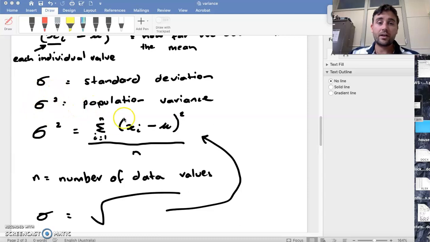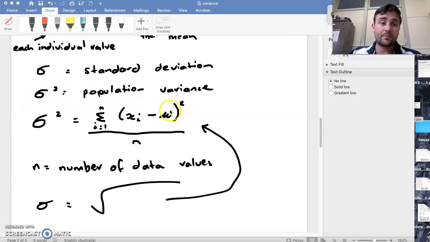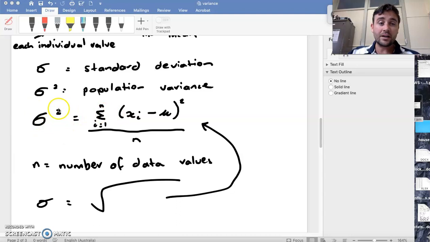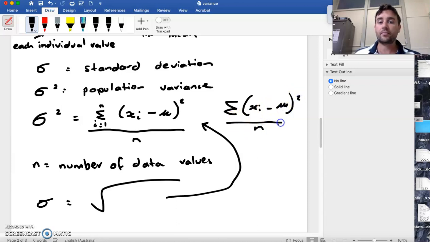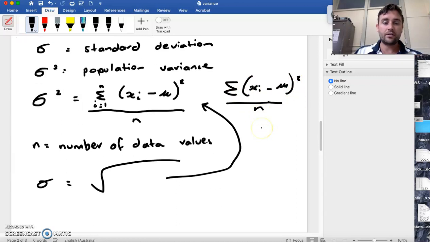This symbol here is the population variance. So the population variance equals all of this. Now this might not make much sense just yet, but let's draw on this and make it simple. So we know this symbol is the sum of each individual value. So every individual value, take the population mean squared, over the number of values. That's pretty simple. So this is n, the number of values. So it's the sum of each individual value, take the population mean squared, over the number of values.